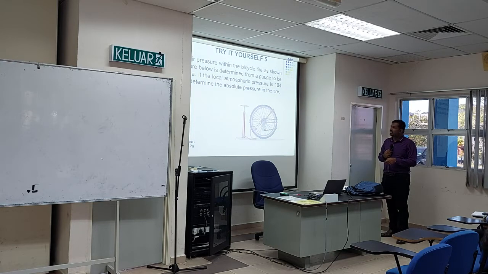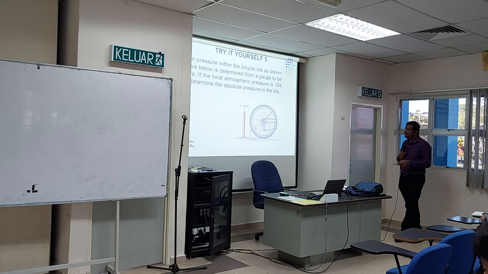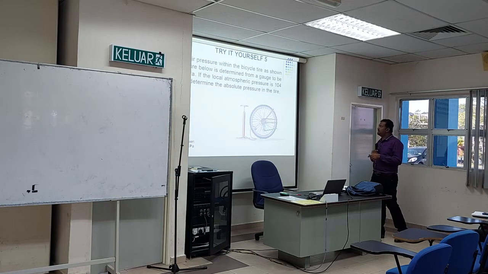Gauge pressure. 70 kilopascal adalah gauge pressure sebab dia bagi tahu gauge. If the local atmospheric pressure is 104 kilopascal, determine the absolute pressure in the tire.